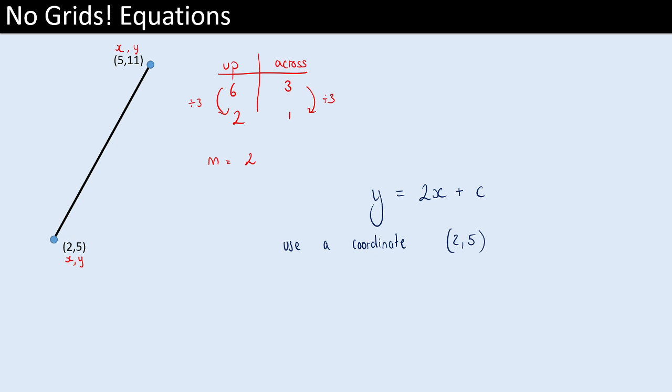So this means that y is going to be 5, x is going to be 2. I've got 5 is equal to 2 lots of 2 plus some extra number, or 5 is 4 plus something. And it doesn't take a genius at this point to realise that that c has got to be equal to 1. So that means that the equation of this line that connects those 2 points is going to be y equals 2x plus 1. And that is our equation.